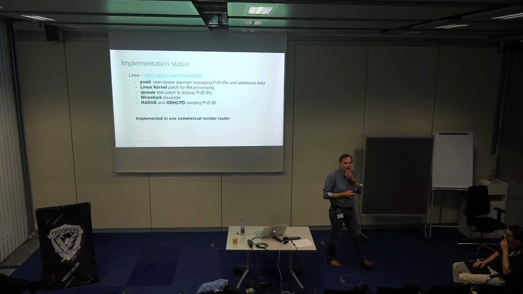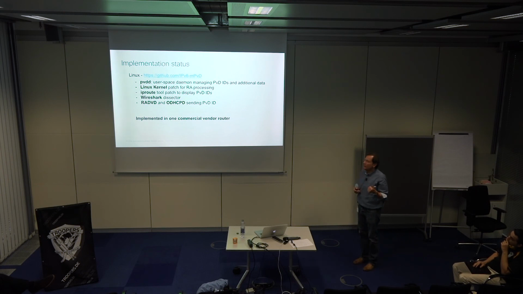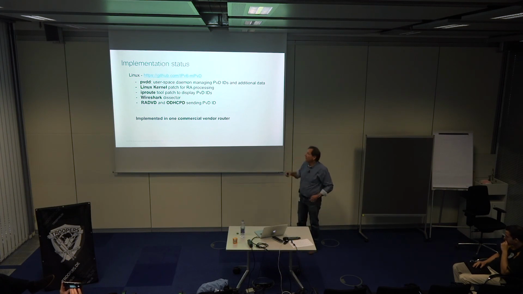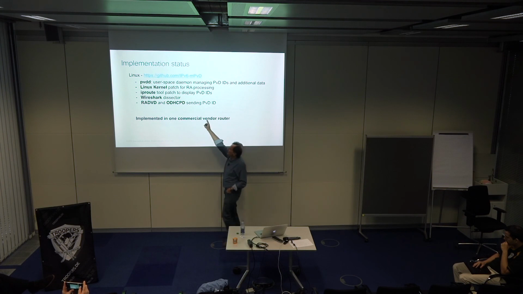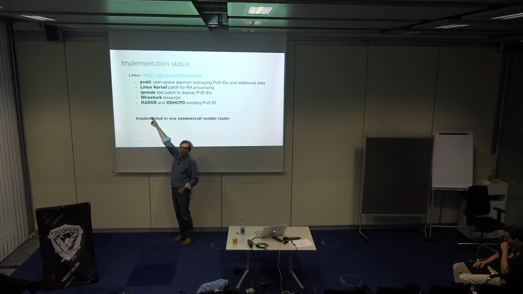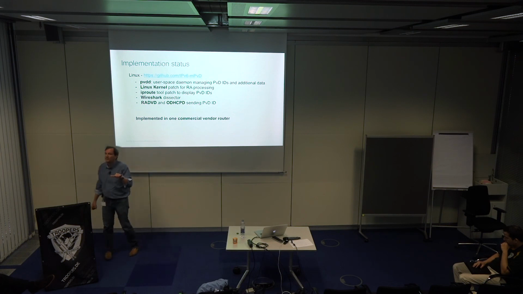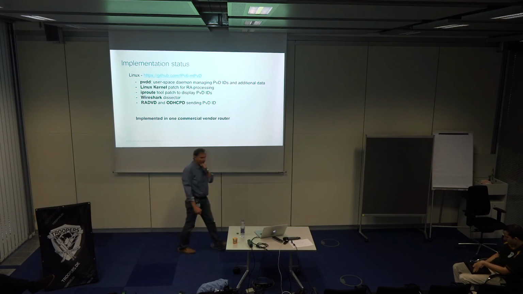Implementation status. We have been working on this on Linux, so we have an implementation running in Linux. It's obviously on GitHub. We modified iproute to display and understand the PVD concept. We have a Wireshark dissector, so we can display what's inside. And we modified 2 router advertisement daemons, the one mostly used, radvd, the router advertisement daemon, and odhcpd, which is basically used on OpenWRT or LEDE, small routers. And if you wonder, the one commercial vendor is based in San Jose, and its name starts with a C, right? It's paying my salary.